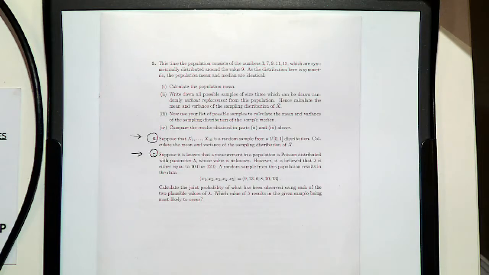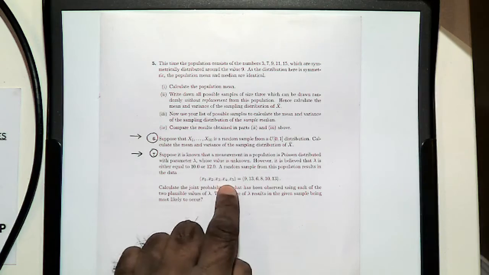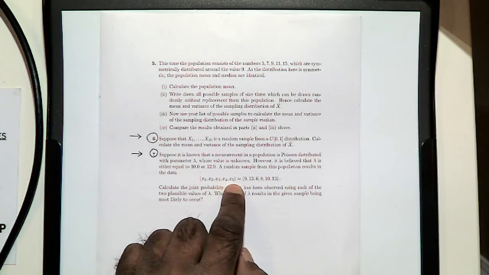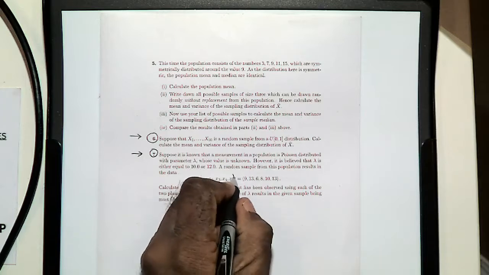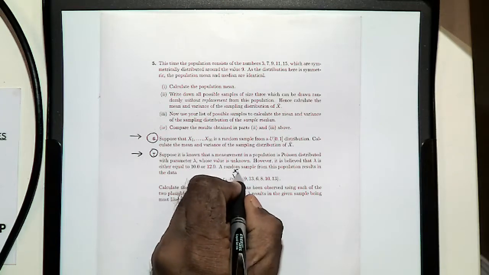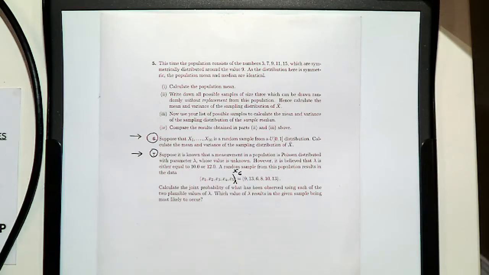Oh yeah, there's a typo in this question. This should be x1 to x6. There are 1, 2, 3, there are 6 observations. As you can see, there are 6 data points. So it should say on the left-hand side x1, x2, x3, x4, x5, x6. So let me correct that here. There should be an x6 here somewhere. All right.